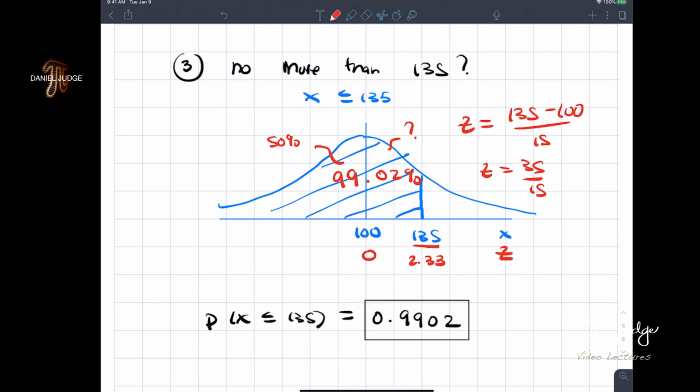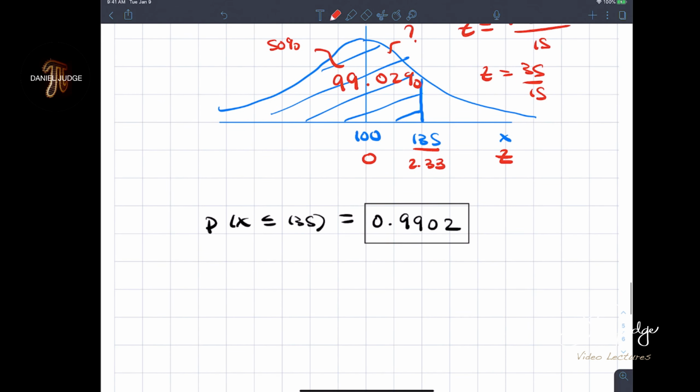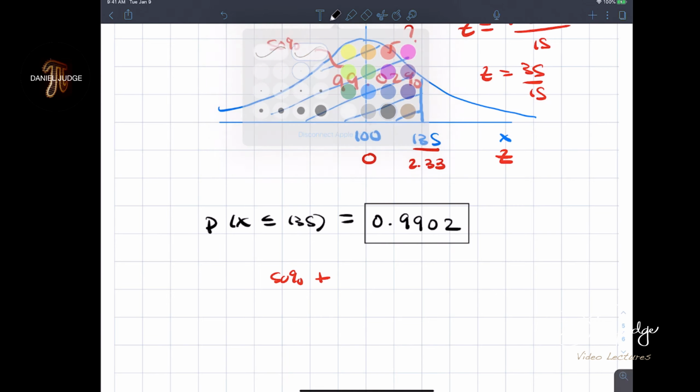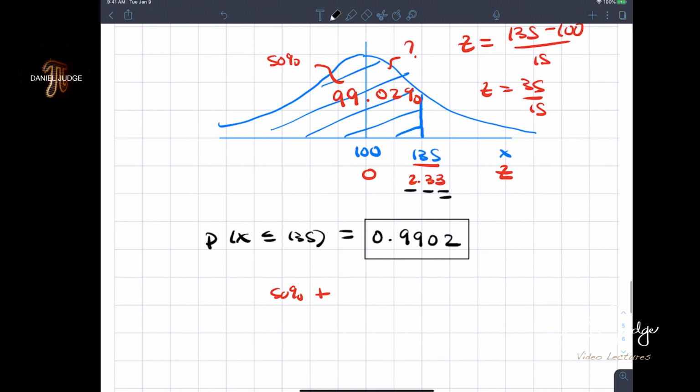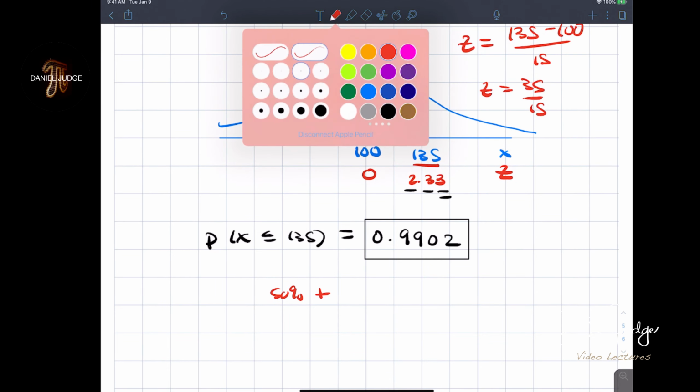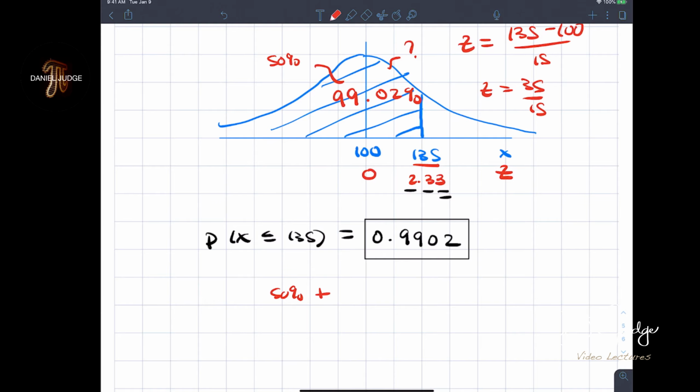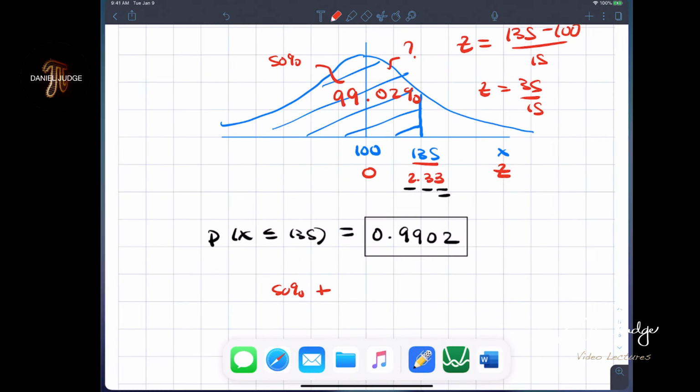Now, that portion is not missing. That's not a missing portion. So we're going to add. We're going to take that 50 and add, but remember, with 2.33 we have to look at the 2.3 row, 0.3 column. So we have to find what to add. The 2.3 row, 0.3 column. You guys know how to do this by now.